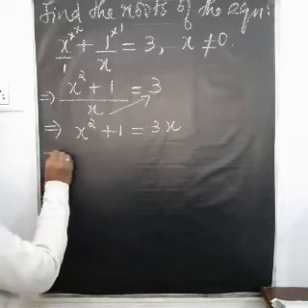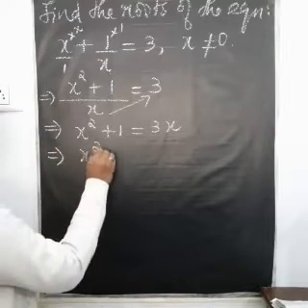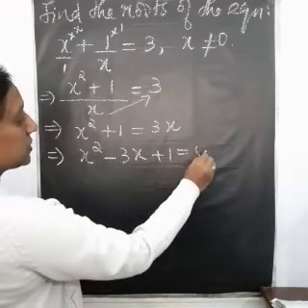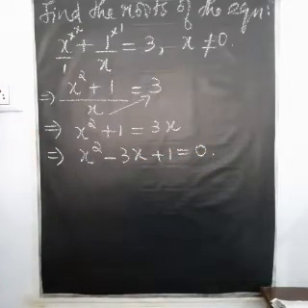x squared plus 1 equal to 3x. Correct? Now write it in the standard form: x squared minus 3x plus 1 equal to 0. Now we have got the standard form. You can solve it either by factorization or by using the formula. Let us use the formula and see how it goes.